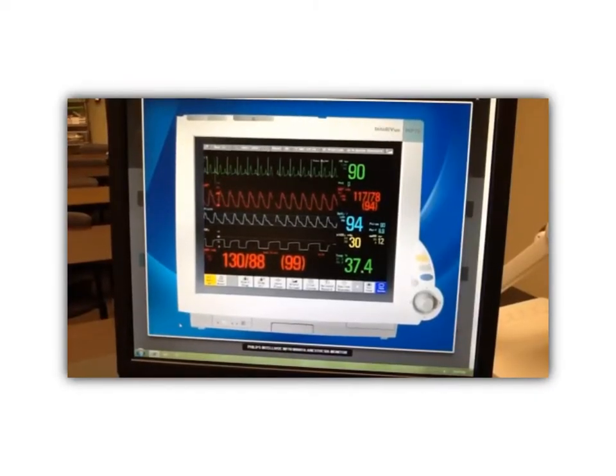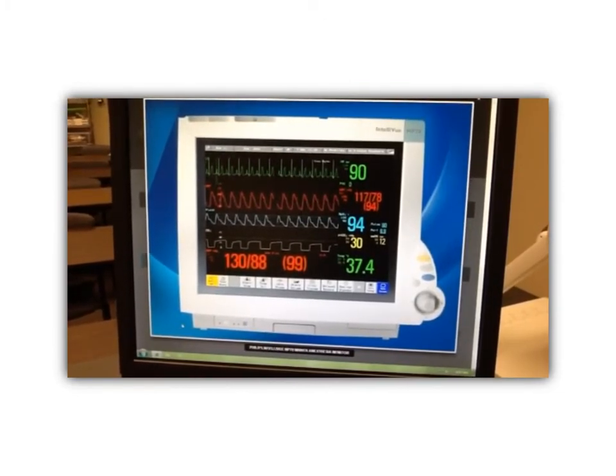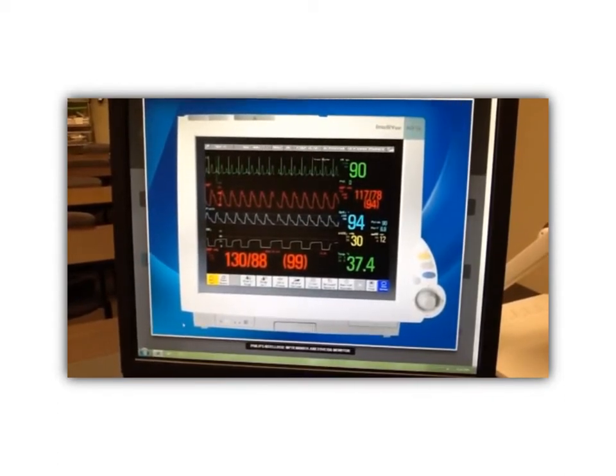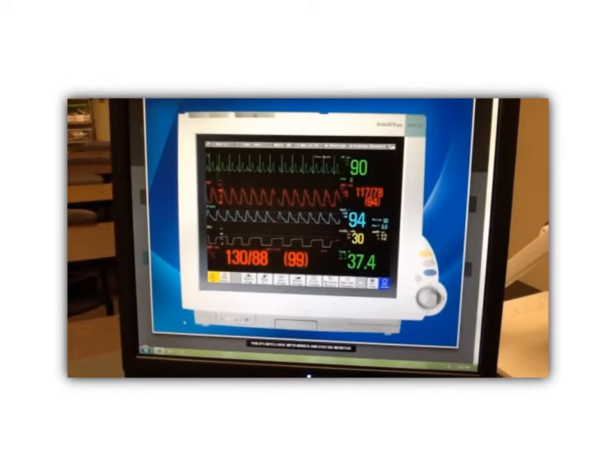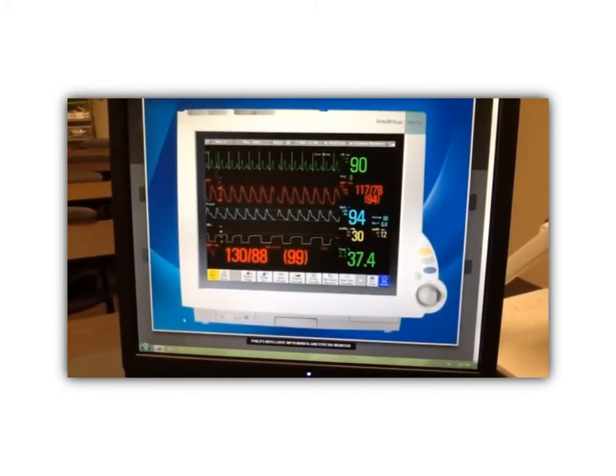We're looking at an anesthesia monitor. This anesthesia monitor monitors patients' vital signs, such as heart rate, blood pressure, and pulse ox. If you notice in the bottom right-hand corner, there's a number in green, 37.4. That's our patient's body temperature. What would that convert to in Fahrenheit?